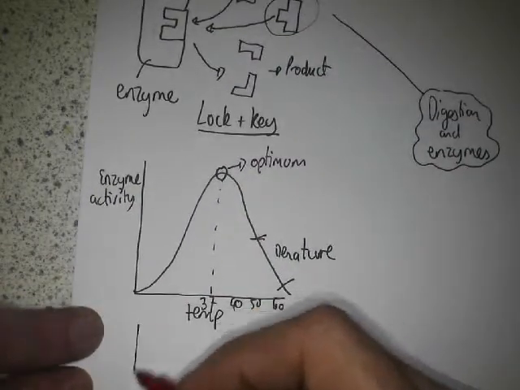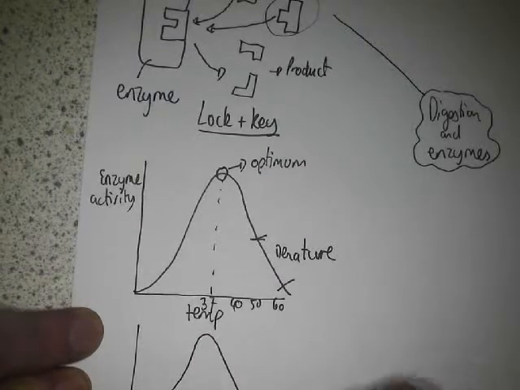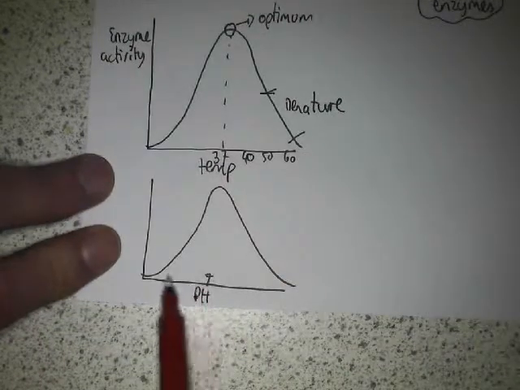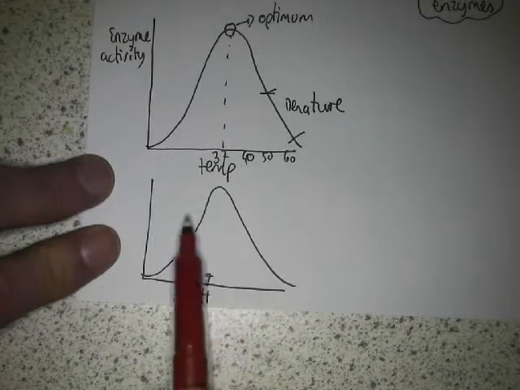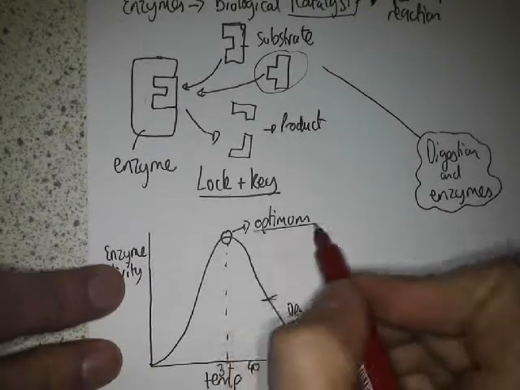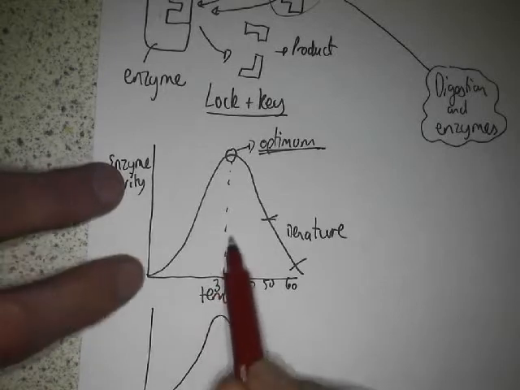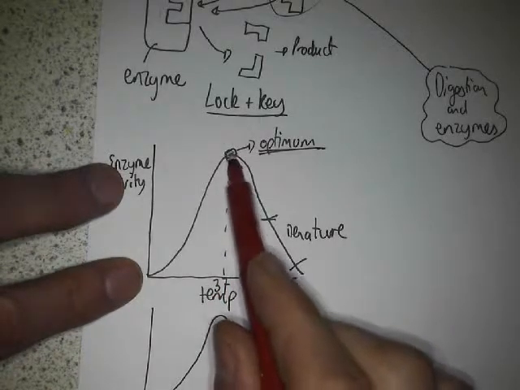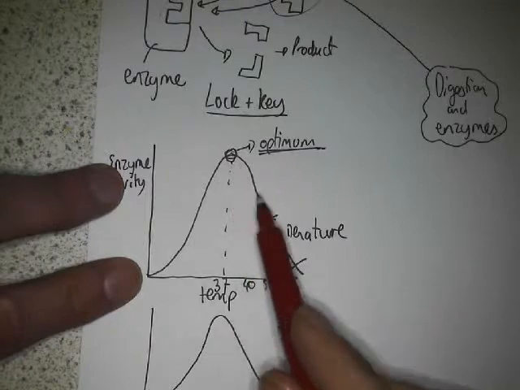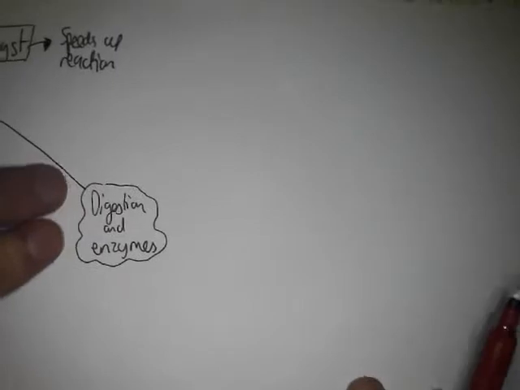Now this is also true of pH. pH optimum is pH 7. Anything either side, the enzymes aren't going to work as well. When we're describing graphs though, remember to try to use the word optimum. As temperature increases, enzyme activity increases until it reaches optimum at 37, and then thereafter it begins to slow down. So that's enzymes. So now let's try and incorporate that into digestion.